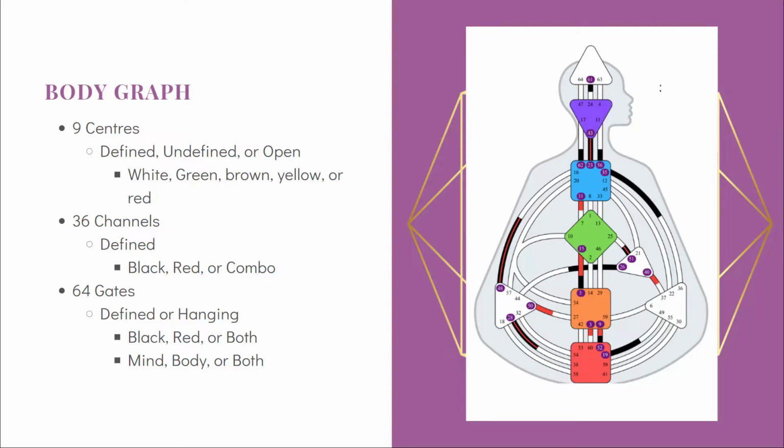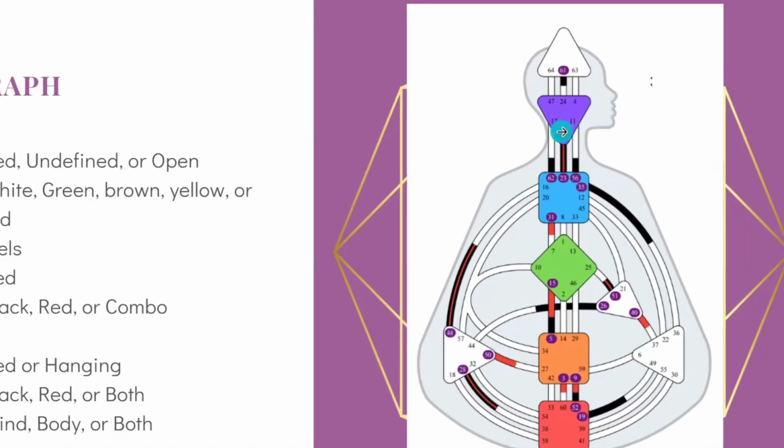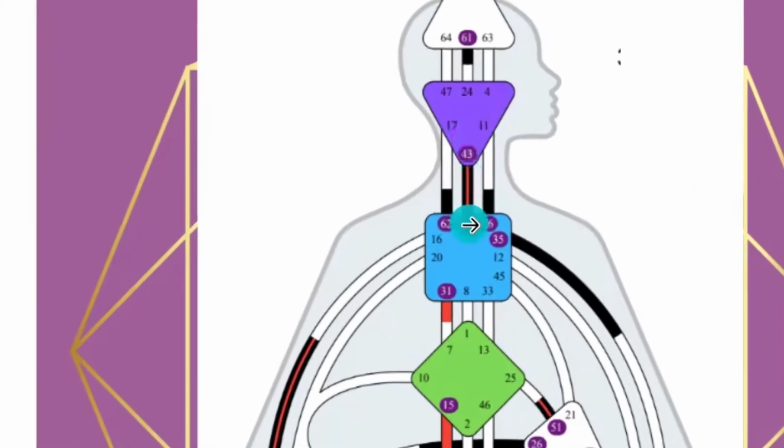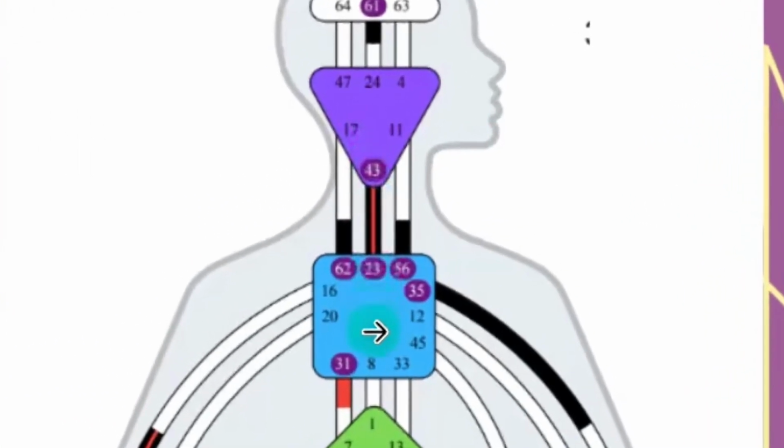Having a gate defined on either side of the channel creates a defined channel and creates definition between the two centers that that channel runs between. So for example, if we look at this here, we have gate 43 and we have gate 23, and they are both defined, creating a channel between the ajna and the throat.